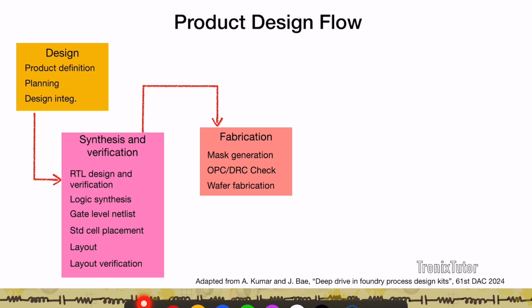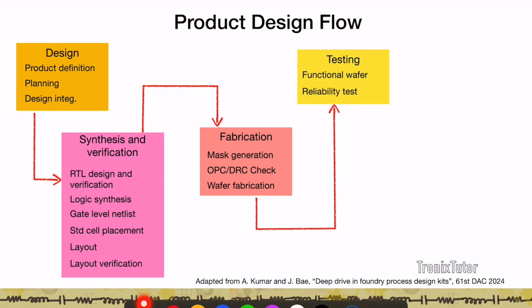rule check. Right? Both of these are needed to ensure that the masks are faithful to the design, to ensure that what we get on silicon is faithful to the design. And then fabrication of the wafer happens. Once the fabrication happens, the next step is testing. So you want to make sure that what you fabricated actually works as it was intended to.